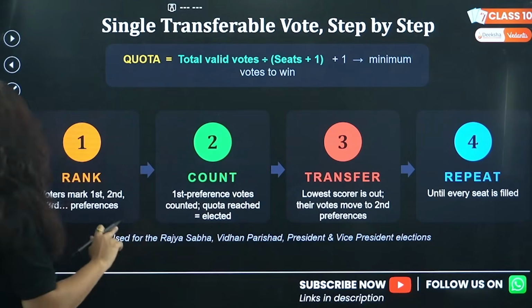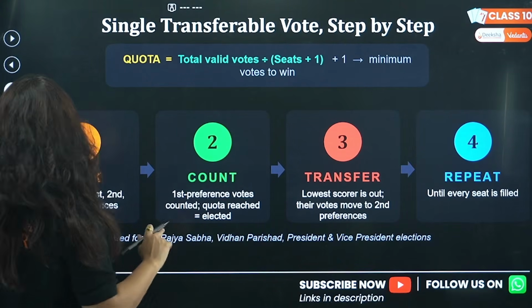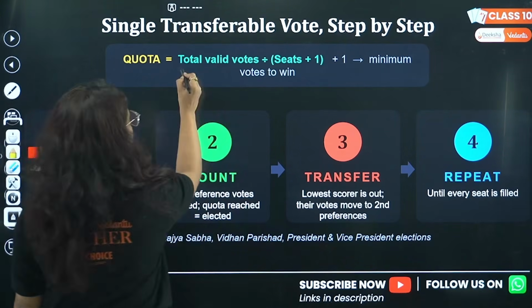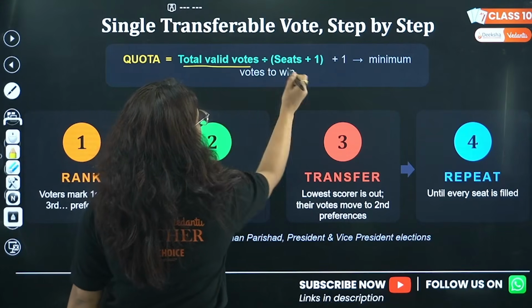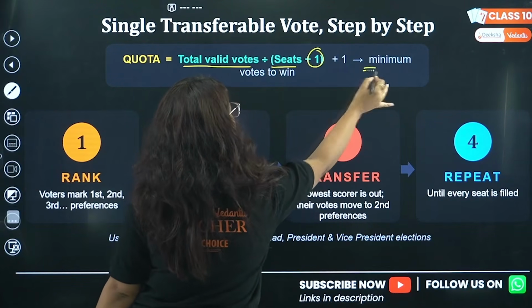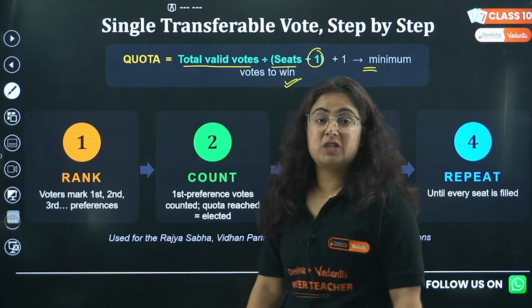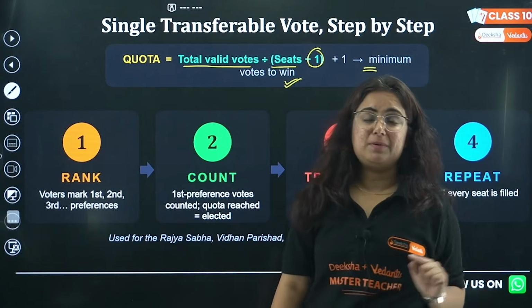Okay, so what is the formula here? The formula that is used here, beta, is as follows. It is total valid votes divided by total seats plus 1, right? And this will be the minimum votes required to win the election in this type of system. Which type of system? Proportional representation.